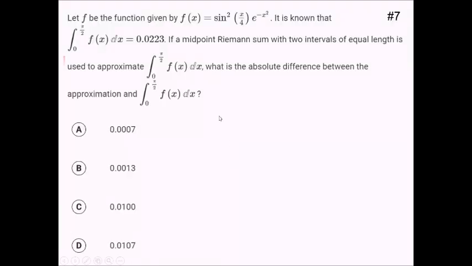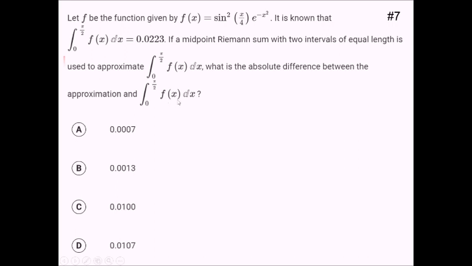For this problem, we're given this f function here, sine squared of x over 4 times e to the negative x squared. It's kind of a mess. And it's known that the integral of this thing from 0 to pi over 2 is this weird decimal. We want to use a midpoint Riemann sum of two intervals to approximate this integral. And then we want to know the absolute difference between that and the true value of the integral.